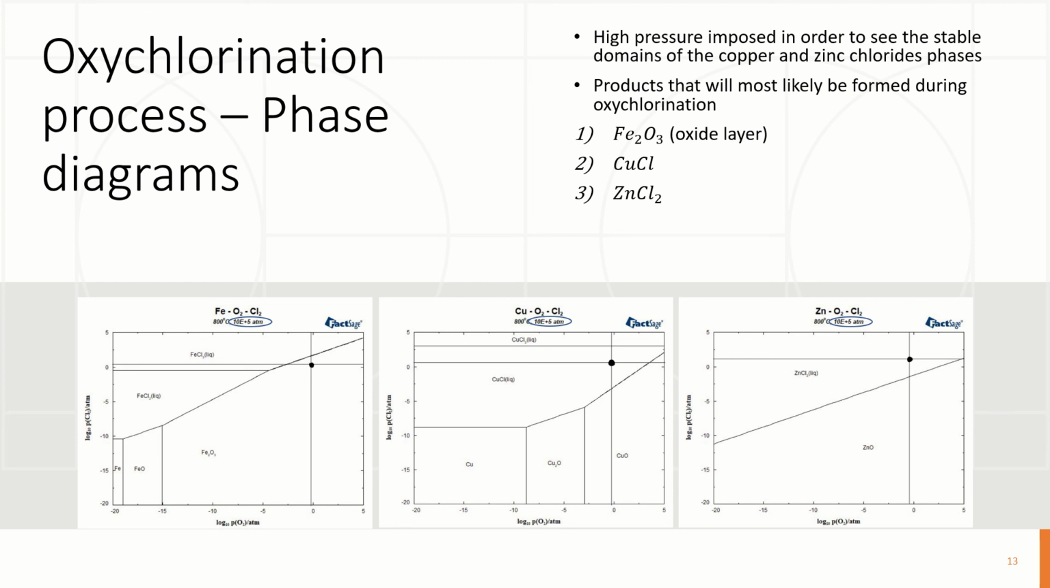It's important to mention that a very high pressure was imposed to generate those diagrams in order to see the stable domains of the copper and zinc chloride phases. So the products that will most likely form are Fe2O3, CuCl, and ZnCl2. So as we see, a little bit of iron is going to oxidize, but as I mentioned earlier, it will create a protective layer on the scrap to prevent the chlorination of iron as well as copper deposition.